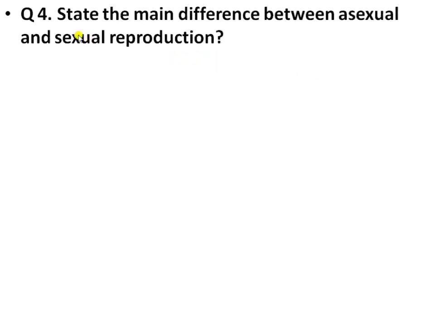Moving on to the next question, question number 4. State the main differences between asexual and sexual reproduction.